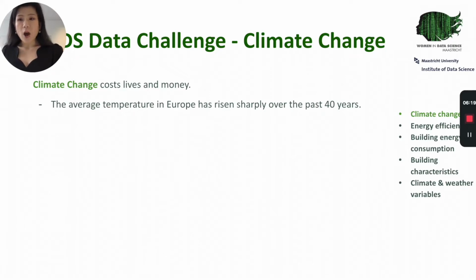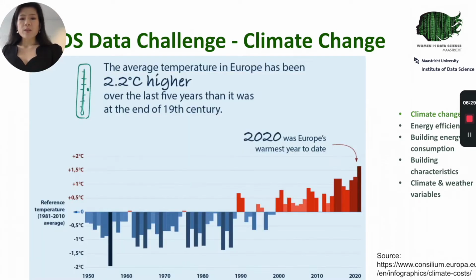First, climate change costs lives and money. The average temperature in Europe has risen sharply over the past 40 years. From the European Environment Council, there is a report saying the average temperature in Europe has increased 2.2 degrees, as you can see. And then 2020 was Europe's warmest year to date.